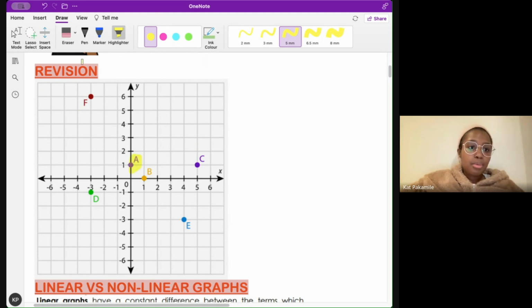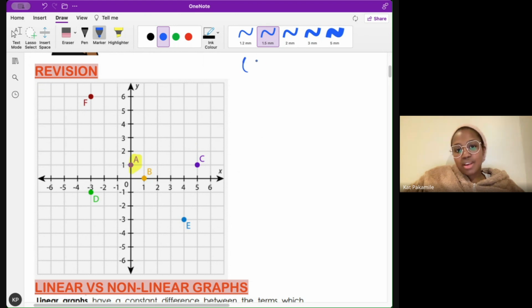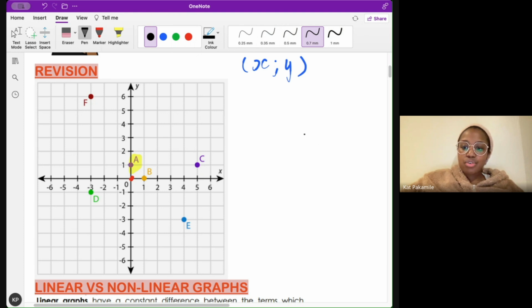Remember coordinates, you write your x value first and your y value, and it depends on whether the point has moved or not. Our point of origin is always this over here. So you look, has it moved left or right? Has it moved up or down? Okay, let's get going. Let's look at A.